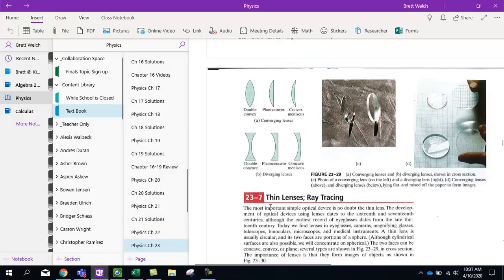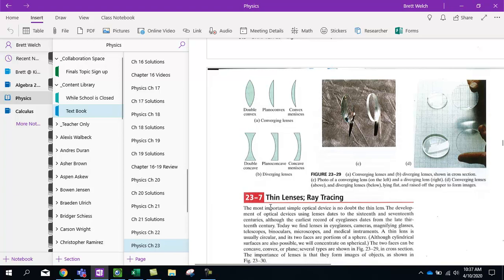Alright, so this is going to be 23.7 through 23.8. And on this assignment, we're going to be learning about lenses. We call them thin lenses, and learning about ray tracing. Essentially, what happens is when you look through a lens, light that's passing through that lens is bent or refracted by the material, but also by the curvature of the material.